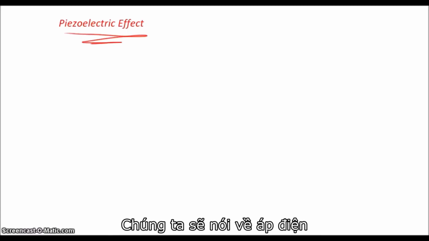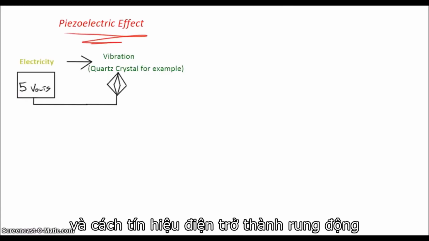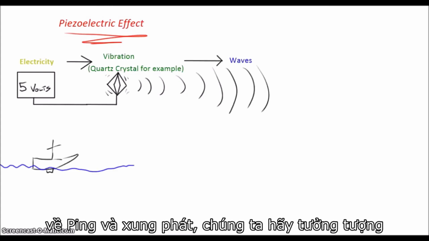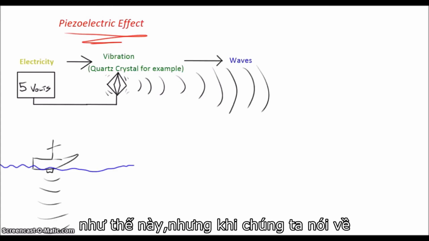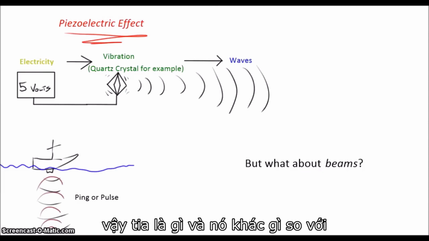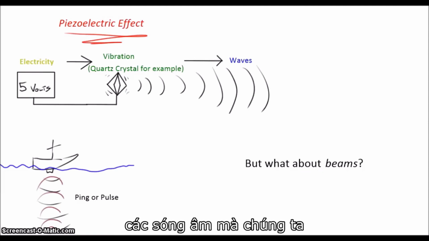So we've talked about piezoelectrics and how electricity becomes vibration and creates waves. We've also talked about pings and pulses, and we've drawn images like this one. But when we talk about sonar, we usually use the term beam. So what is a sonar beam, and how is it different than these waves we've been drawing?